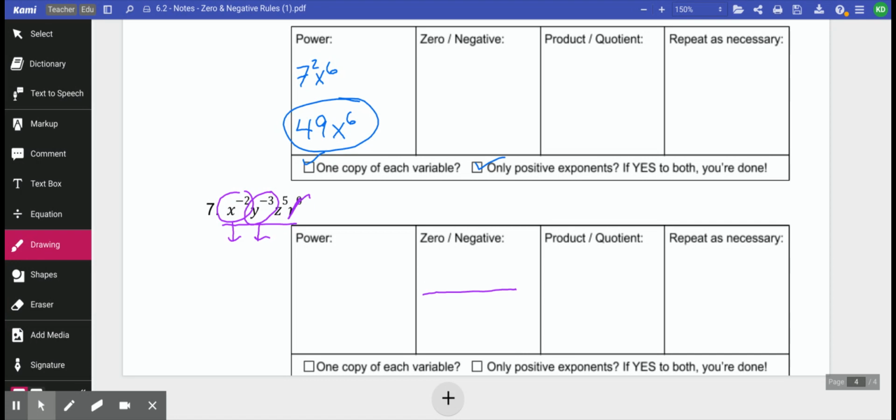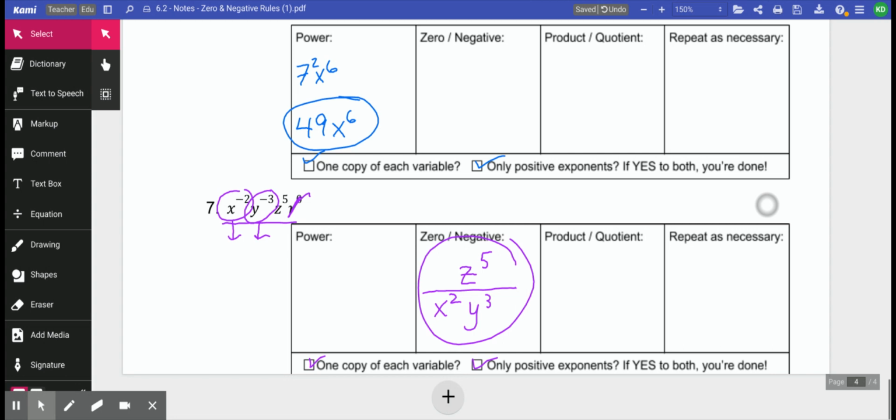All right, our last one here. So let's see. Do we have any power rule? No. Do we have 0 and negative rule? Yeah, a whole bunch. So let's do those. So I got some zeros. I'm going to cross that out. And then I'm going to move anything with a negative exponent down to the bottom of the fraction. So remember, cross the line, change the sign. So x is going to be x squared. Y to the negative 3 becomes y to the positive 3. And staying on the top of that fraction is z to the 5th. Well, do I have product or quotient rule? Do I have any of the same bases, or do I just have one copy of each variable? I do, and I've already moved my negative, so I only have positive exponents. So it looks like we're done here.